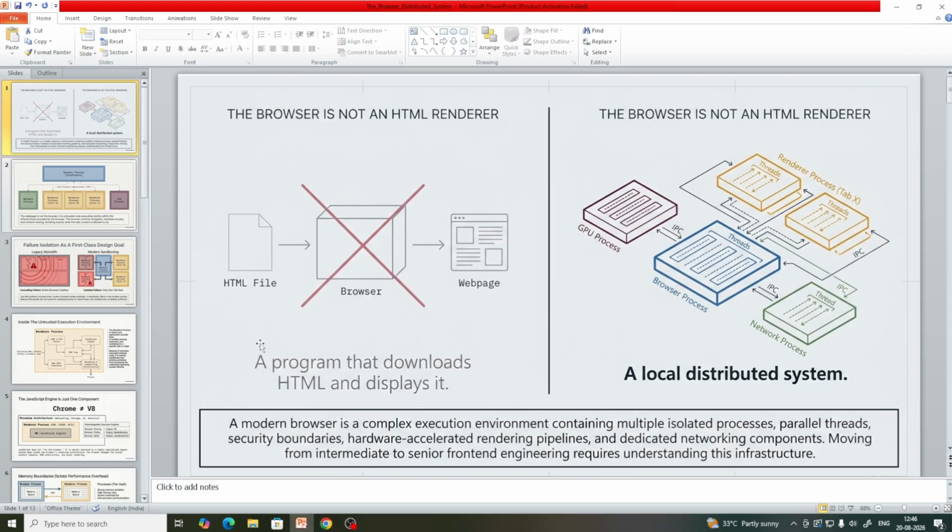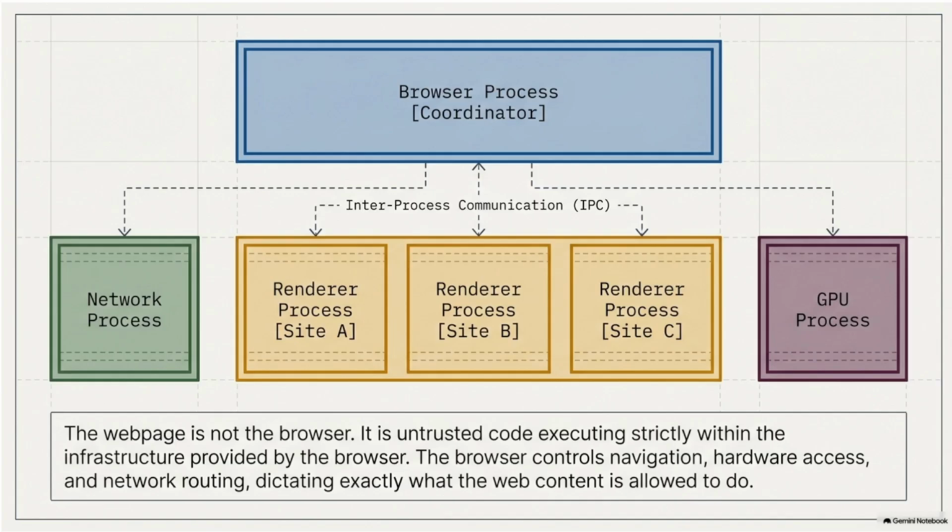Now let's see the concepts. As I have shown, the browser process is basically a coordinator, okay. So it basically coordinates the network process, the different renderer processes, and the GPU process. See, each site or tab will have its own renderer process. And all of these communicate with the help of inter-process communication, that is the IPC.